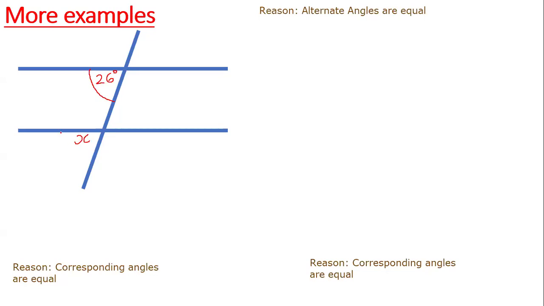What do y'all think X is going to be? If this is 26, what must X be? 26 degrees. Why is X 26? Because they're corresponding. Very good, because corresponding angles are equal. Do y'all still see the F? Yes, sir. It's the same as the other one, right?